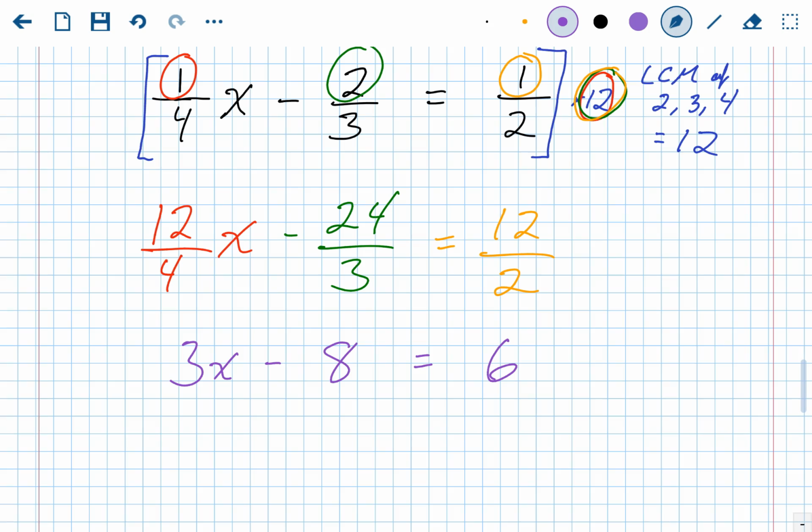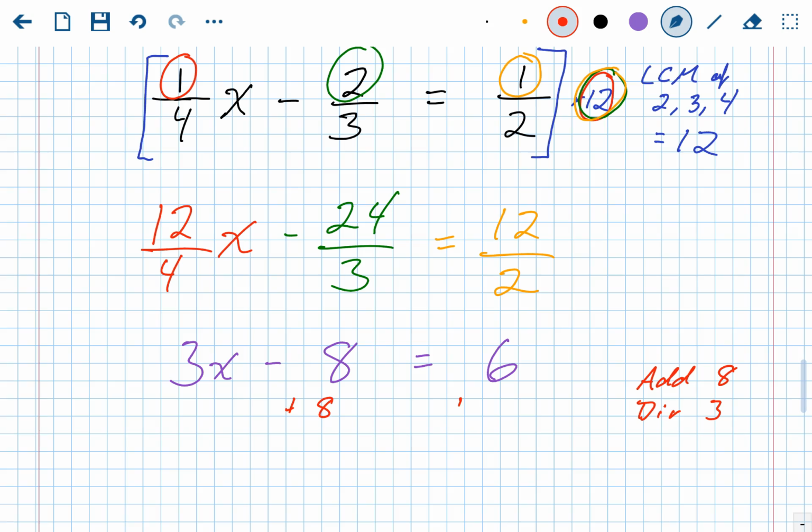So again, if you do this correctly, every single time all these fractions will simplify to whole numbers. Okay. So now this is a lot easier to work with. It's still a two-step equation, but it's easier to do 6 plus 8 and then divide by 3 than it is to do 1/2 plus 2/3 divided by 1/4. So we'll just do the two-step equation here. Again, you guys should be able to identify this just by looking at it. It's going to be an add 8 and then divide by 3.